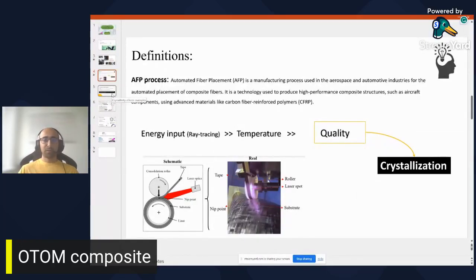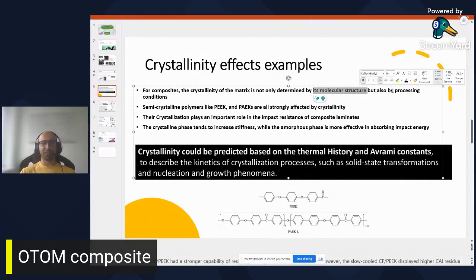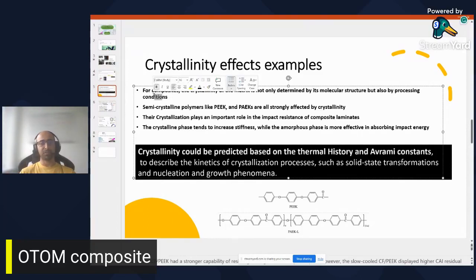So for those who are not familiar with crystallinity, I will give you a brief introduction and the knowledge for this. For composite manufacturing, the crystallinity is not only about molecular structure, but also about what the processing conditions look like. So if you go higher than the melting temperature, or if you let the material cool down through the glass transition temperature, you could have a different structure and material property at the end.